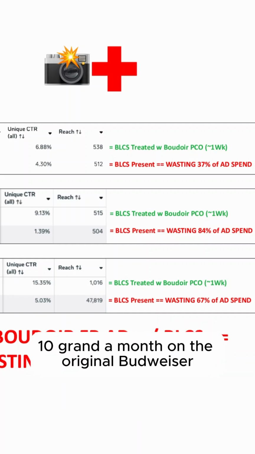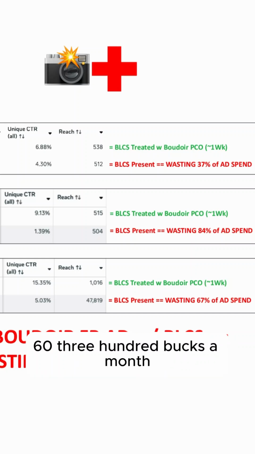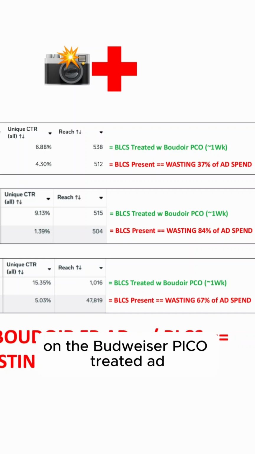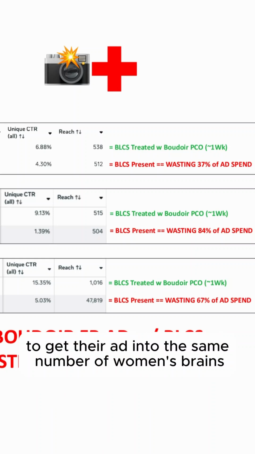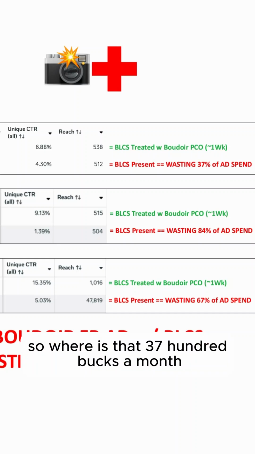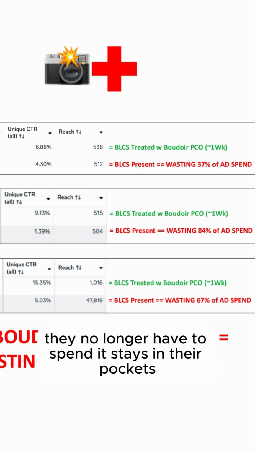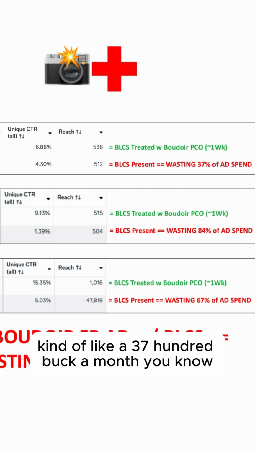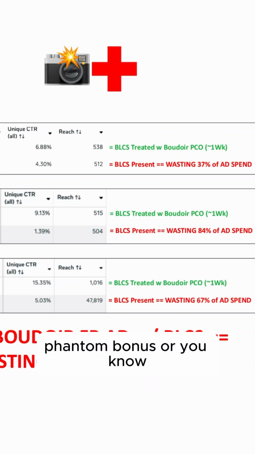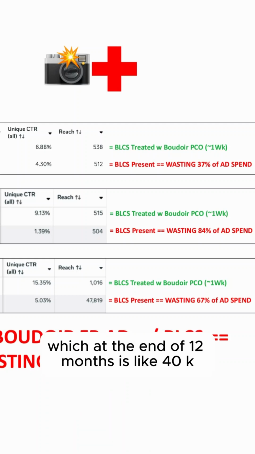So if they're spending 10 grand a month on the original Boudoir Facebook ad, now they only need to spend 6,300 bucks a month on the Boudoir Pico treated ad to get their ad into the same number of women's brains. Whereas that 3,700 bucks a month that was being 100% wasted, they no longer have to spend, it stays in their pocket. It's like a 3,700 buck a month phantom bonus, and they don't have to do anything. At the end of 12 months, that's like 40K.